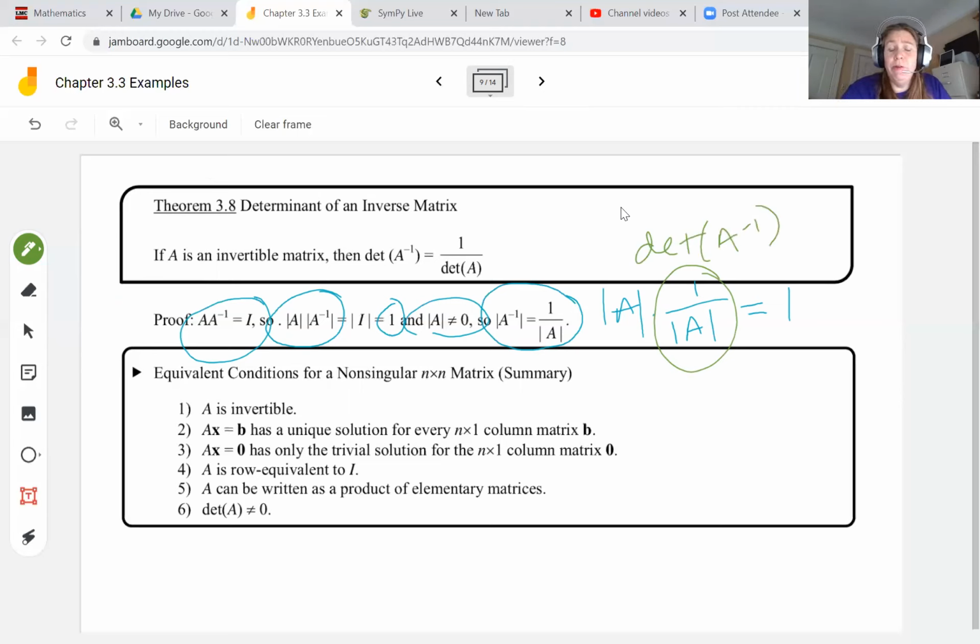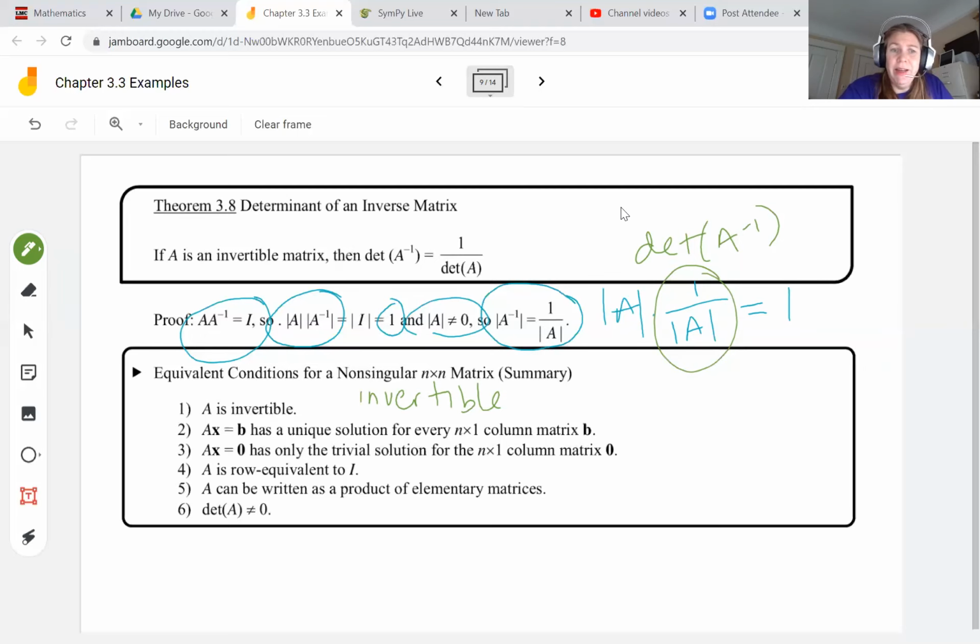So this takes us to some equivalent conditions for a non-singular, meaning an invertible, n by n matrix. Remember, non-singular means invertible. Putting together all the proofs that we've done in the last few videos, we know A is invertible is equivalent to saying AX equals B has a unique solution for every n by 1 column matrix B. That's equivalent to saying AX equals 0 has only the trivial solution, the column matrix of 0. That's equivalent to saying A is row equivalent to the identity matrix, meaning we can get there through row operations.